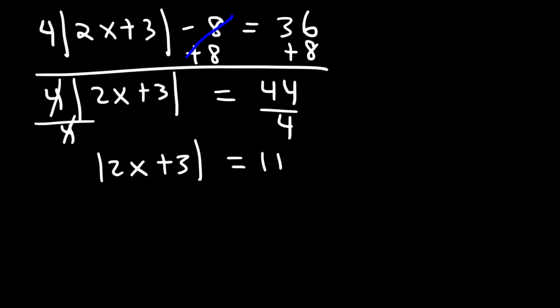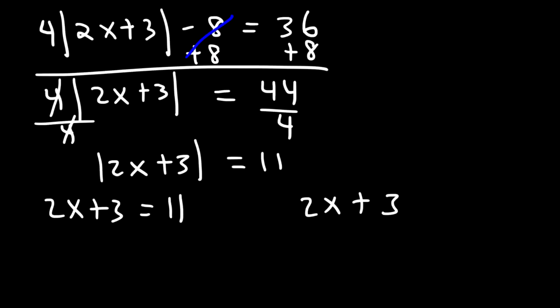Now at this point, when you only have an absolute value expression on one side of the equation with no numbers outside of it, now you want to break it up into two equations. That is 2x plus 3 is equal to 11, and 2x plus 3 is equal to negative 11. You don't want to do that before this point. If you were to write two equations at the beginning, positive 36 and negative 36, you'll only get one of the two answers. So be careful with that.